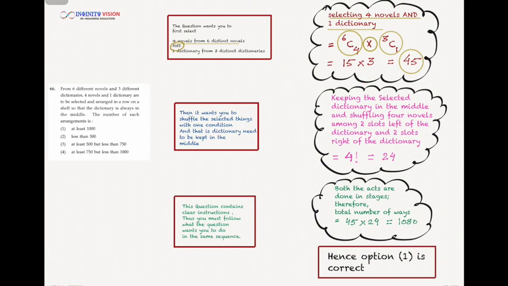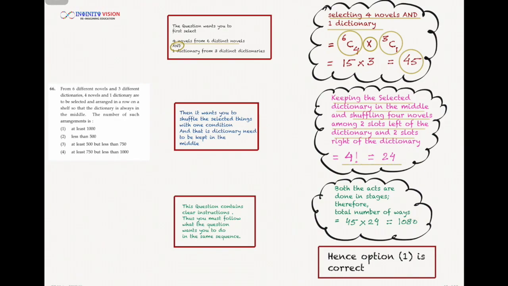Now then shuffling, we have to shuffle, but there is one condition, that we have to put the dictionary in the middle. So first we'll place the dictionary in the middle, and then we'll be getting 2 places on the left side of the dictionary and 2 places on the right side. So basically we'll be shuffling 4 novels in these 4 slots, 2 slots on the left and 2 slots on the right of the dictionary. So the shuffling of the 4 novels in 4 slots would be done in 4 factorial ways, that is 24.